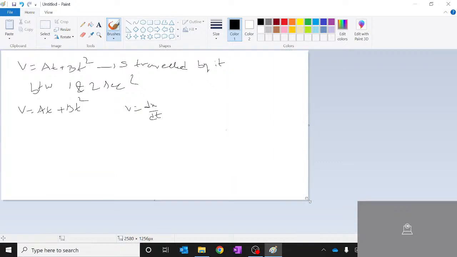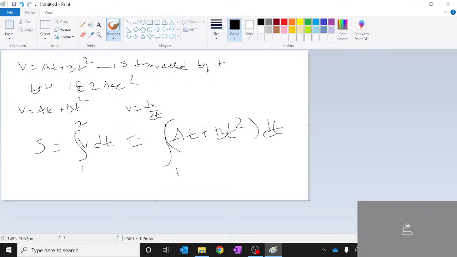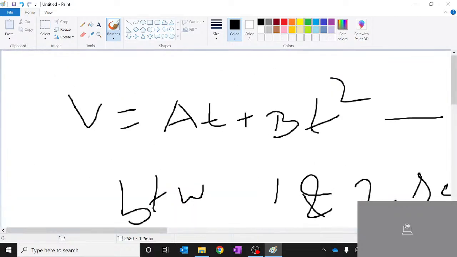Your s is nothing but the integral of v dt. Now from where to where do you integrate it? The lower limit will be 1 and the higher limit will be 2, correct? So 1 to 2. Now what is the velocity given? At plus bt square, correct? So it is the integral from 1 to 2 of (at plus bt square) dt, correct? Now what is the integral of at?